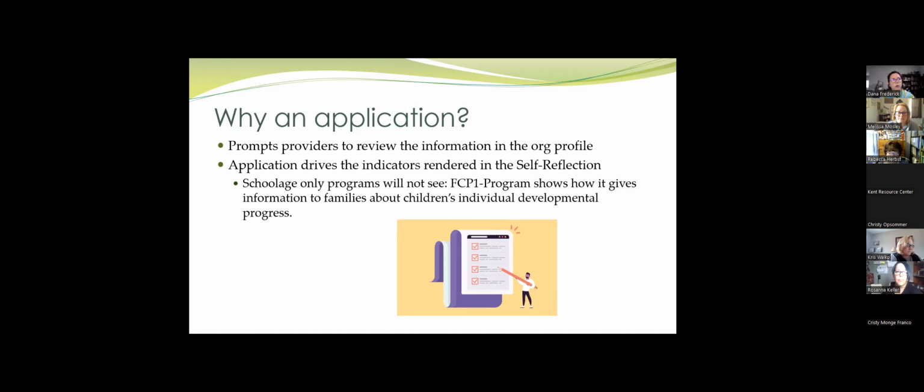One example of this is that if the program says that they have no school-age children in any of their classrooms, they're not going to get FCP1. Program shows that it gives information to families about children's individual development progress. That indicator won't show up on theirs if they're school-age only.